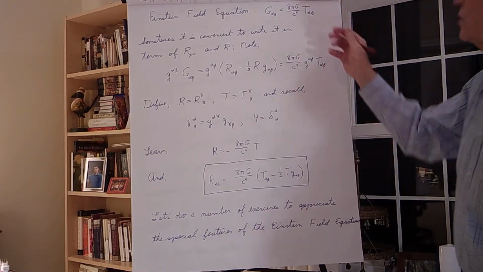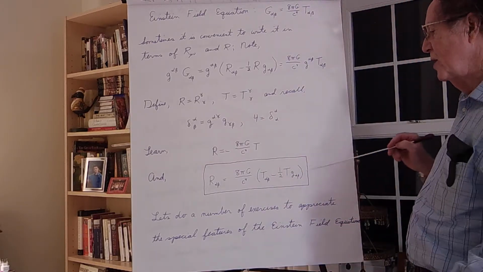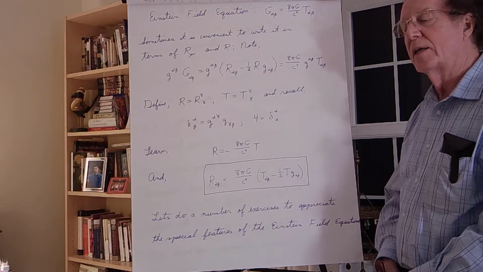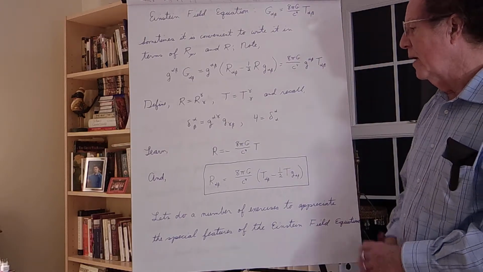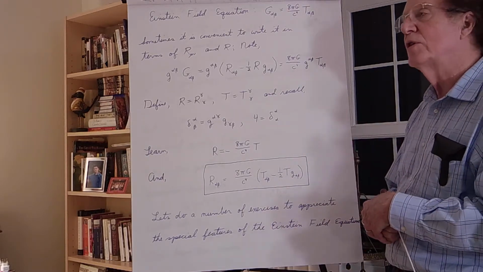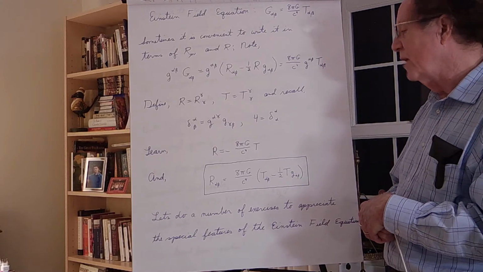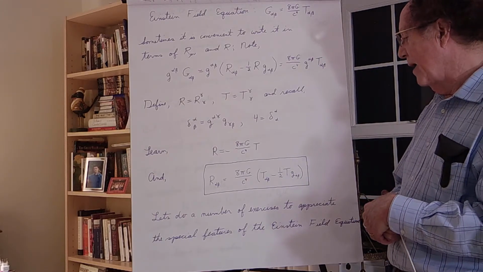Then we'll do a number of exercises to appreciate the Einstein tensor, and we'll do that next time. So take a look at this development. Take a look at this expression of the Einstein equation. Make sure that you can get it from the original, because this is the one that I'm going to be using when I search for the Schwarzschild metric, the metric outside a spherically symmetric mass M.